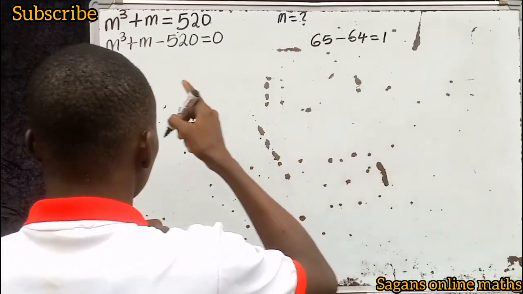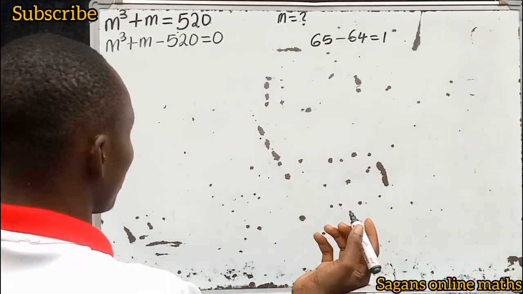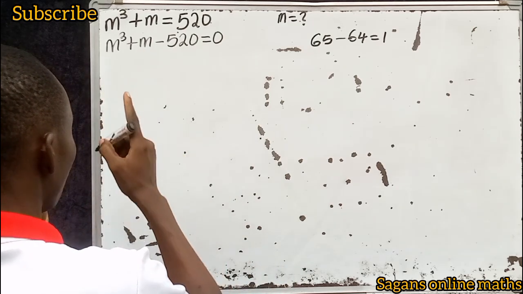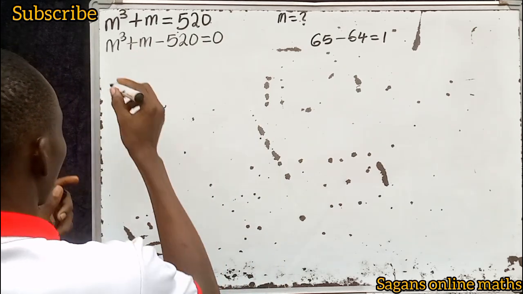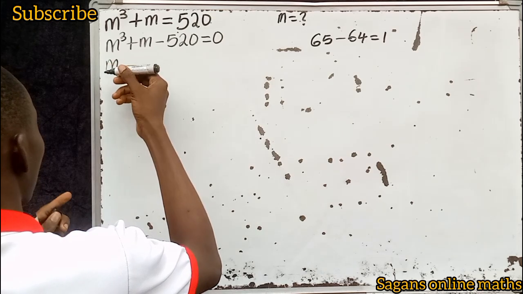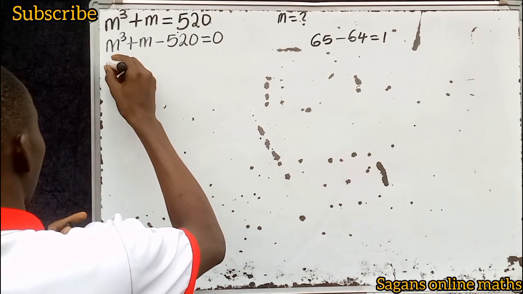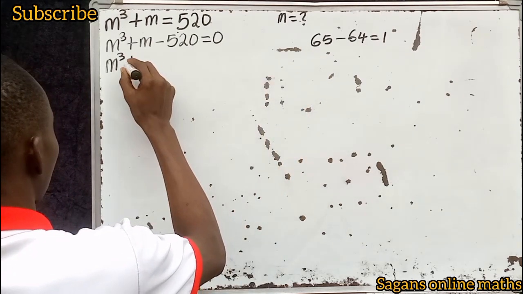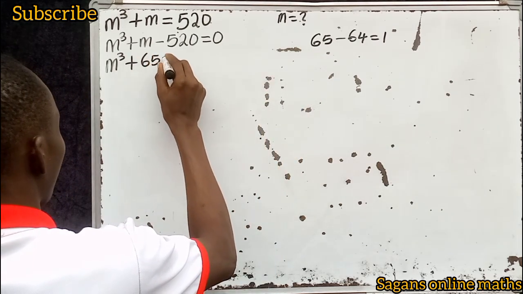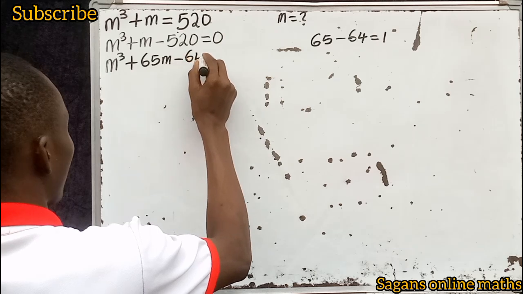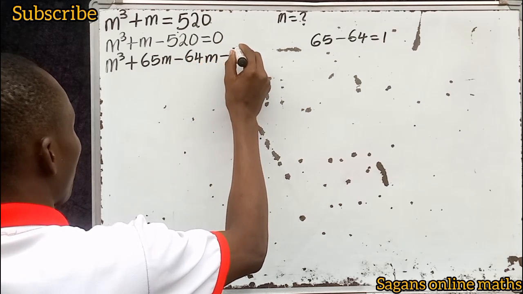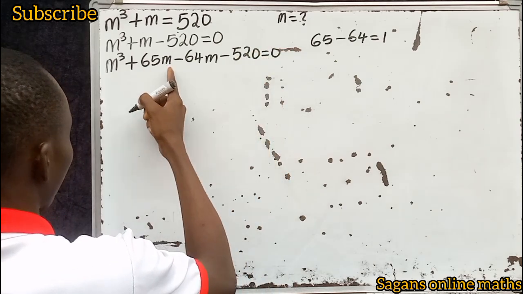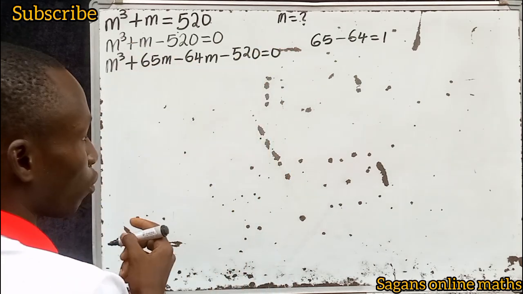Now what we are going to do here, we are not wrong in any way, my brothers and sisters. Look at the amazing thing we are going to do here. The coefficient of m here is 1. We can write it as m to the power of 3, plus 65m, then minus 64m, then minus 500 and 20, all this equals 0. Because 65m minus 64m is going to give us m.